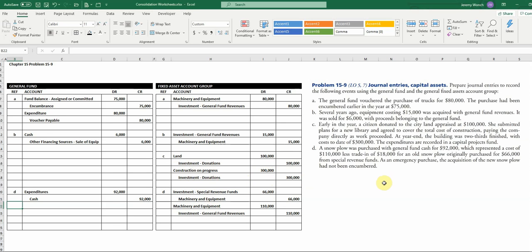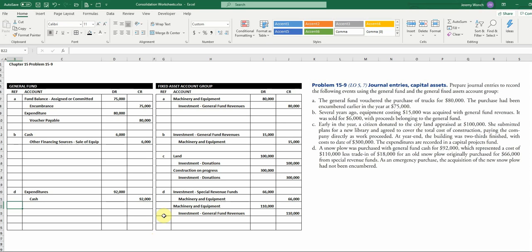In D, we have a snowplow that was purchased from the general fund for $92,000, which represented a cost of $110,000 less a trade-in of $18,000. The old snowplow was originally purchased for $66,000 from the special revenue account, and the snowplow had not been encumbered. First, in the general fund, we just record that we spent $92,000, so we debit expenditures and credit cash for $92,000.